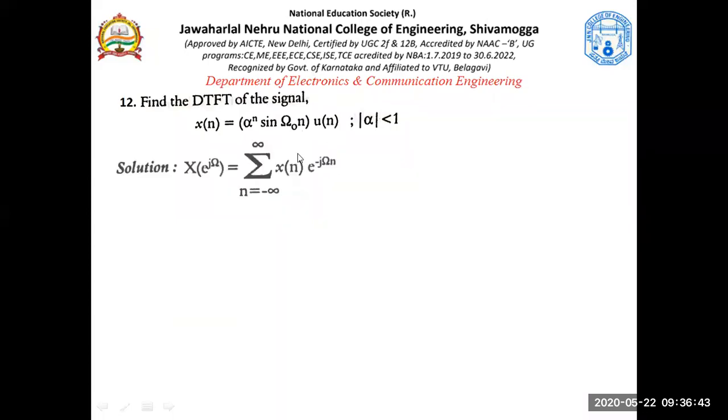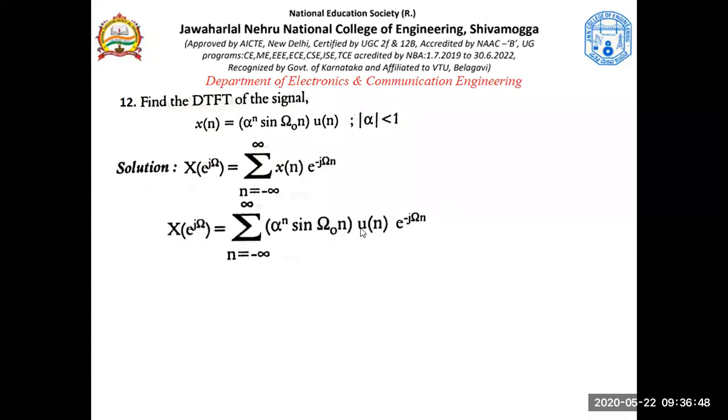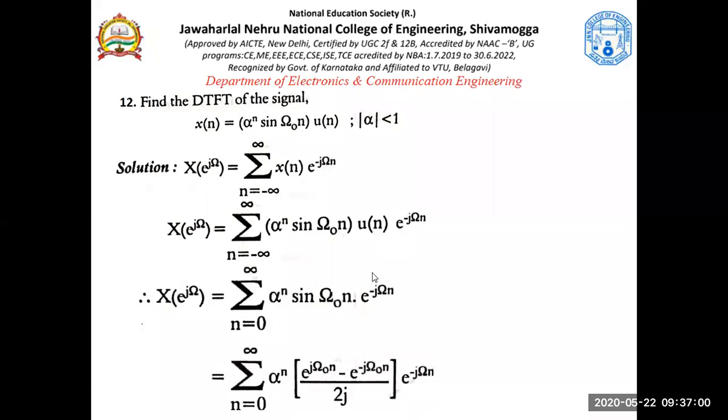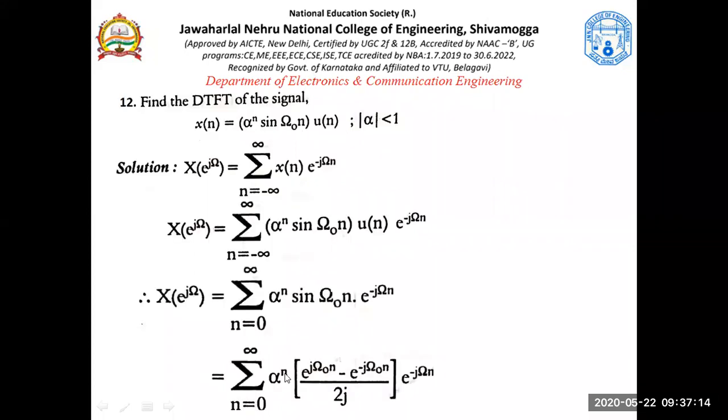So bring in x of n here. Since this u of n is 1 from 0 to infinity, let's substitute this u of n as 1, and the limits would become 0 to infinity, the range rather. Now this sinusoidal is expressed in terms of the complex exponential. This is how sine omega naught n can be expressed. And just combine all this. Alpha power n needs to be there.